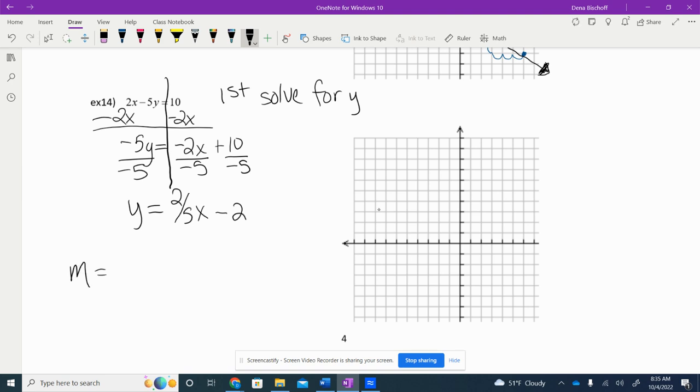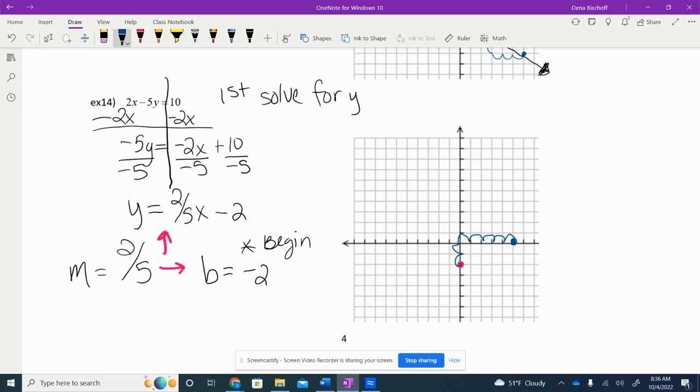So let's talk about what our slope is, and let's talk about what our b is. Remember, that's where we begin. So what is my slope? Slope is 2/5. And what is my y-intercept? -2. So I'm going to begin at -2 on the y-axis, and then I'm going to look at my slope. It's positive. That means that I'm going to go up and then run to the right. Up and to the right. So I go up 1, 2, and then I run to the right. 1, 2, 3, 4, 5.